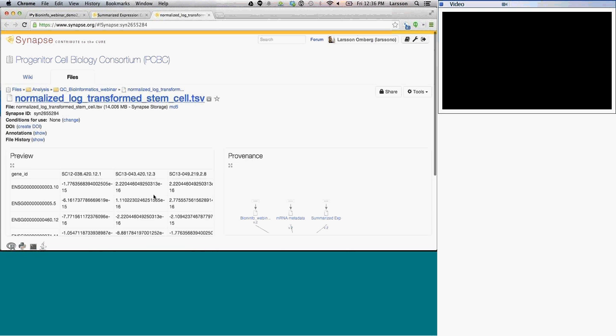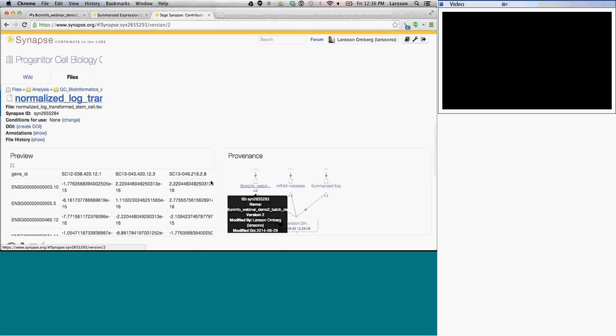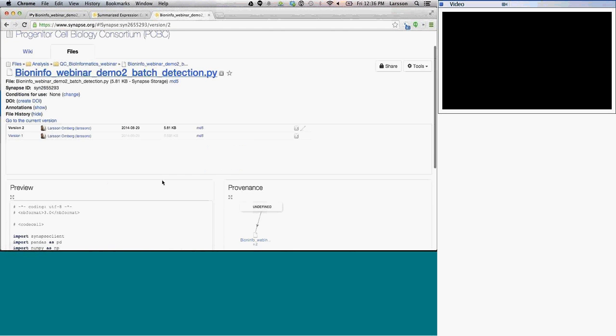So this is something you can share with one of your collaborators. We have information about how it was generated, so I stored the code. If I click on here, I can actually see the code that was used to generate this.